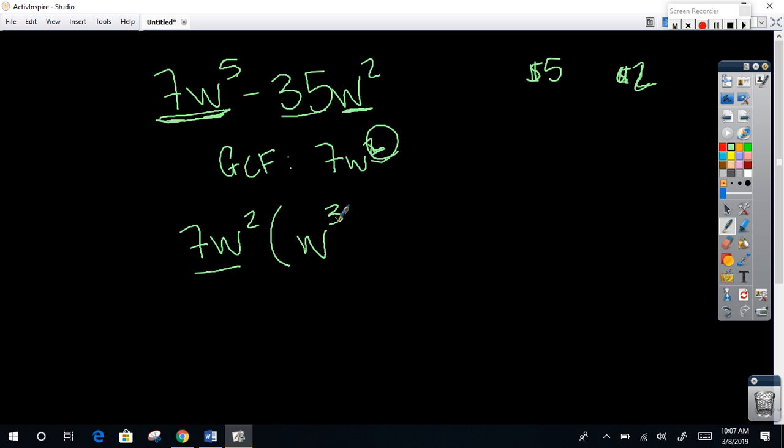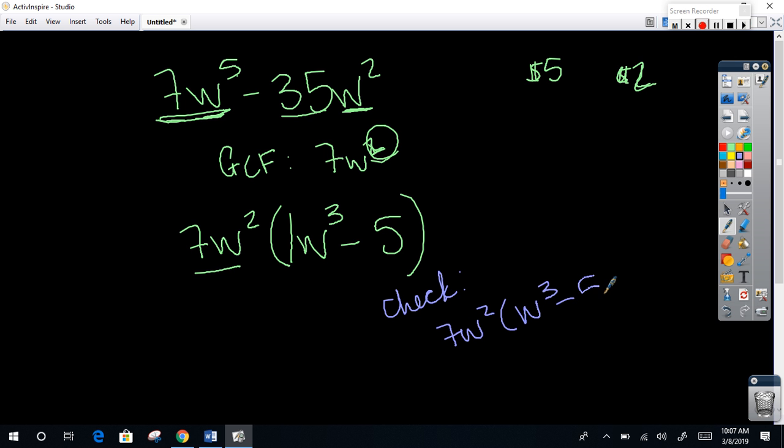Did you write it? Yes, that would be 7 is 1. That's right. Because remember, really, what we talked about distributing, but now we're opposite distributing. So we're dividing. Okay? Minus 5. That's exactly right. So to check it, if I wanted to make sure that I was doing it right, I would distribute this through, right? What is 7W squared times W to the third? 7W5, right? And then what is 7W squared times negative 5? There you go. Negative 35W squared.